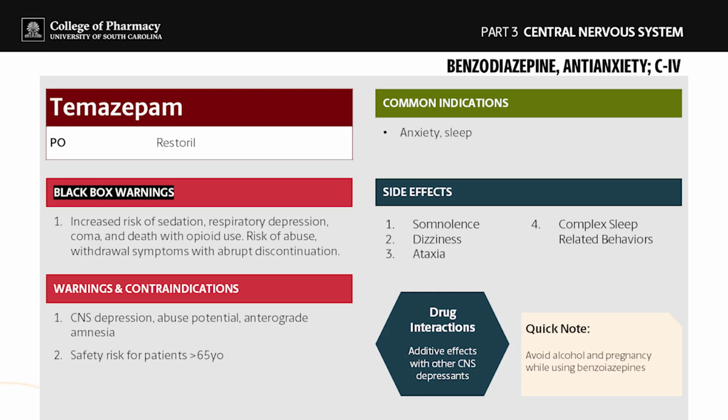Another one is Temazepam. Now this one is used for anxiety, but we mostly see it used for sleep. Brand name Restoril, mostly used for sleep. I probably should have put sleep first, then anxiety. The side effects are somnolence, dizziness, ataxia, and complex sleep-related behaviors. There's a safety risk for patients greater than 65 years old. And sometimes with older folks, this may not be the best choice for sleep for them, but it does seem to work. And I think if they're monitored, we might be okay. But I think it's important to just note the age of the patient. And it can also have some additive effect with other CNS depressants.